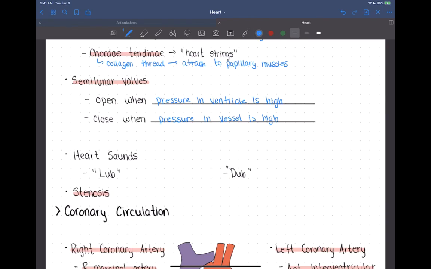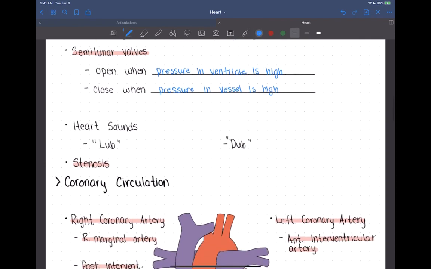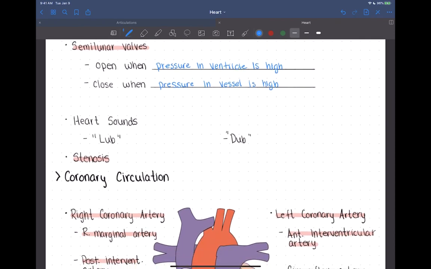All right, and so also pertaining to the valves is the heart sound. So if you ever use a stethoscope to listen to somebody's heart beating, what you are actually hearing, that kind of lub-dub sound, is the closing of the heart valves. Okay, and so that first sound, all right, that lub sound, is from those AV valves closing. All right, so you actually hear those valves like snapping shut. Okay, so the AV valves close, and then you hear that dub sound.